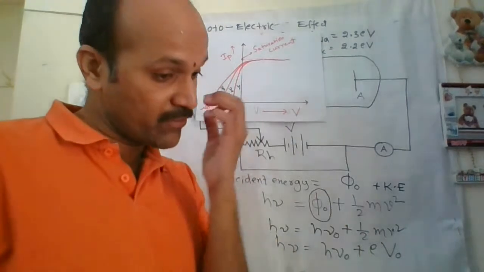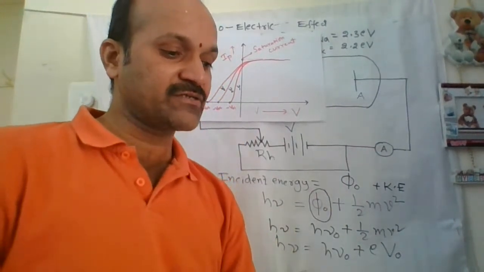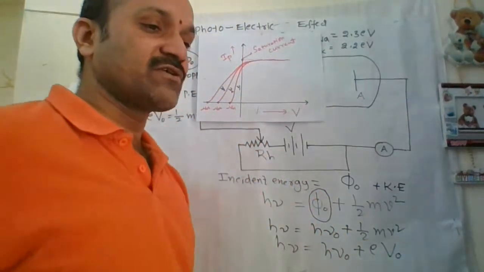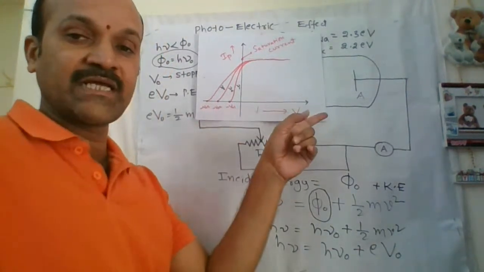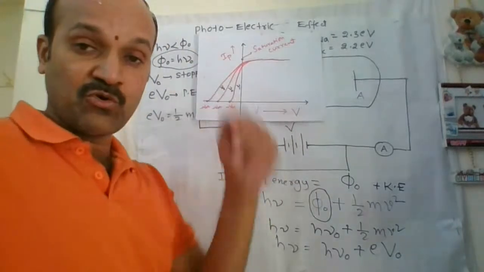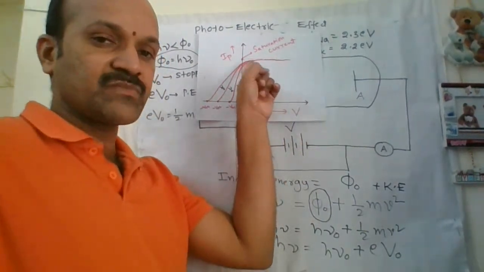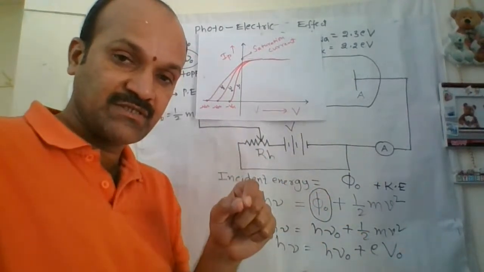Now, what is the point now? How the frequency of the incident radiation affects stopping potential. What is the effect of frequency of incident radiation on stopping potential? Potential is taken on x-axis, photocurrent on y-axis, and saturation current. You can understand what is saturation current for that frequency.